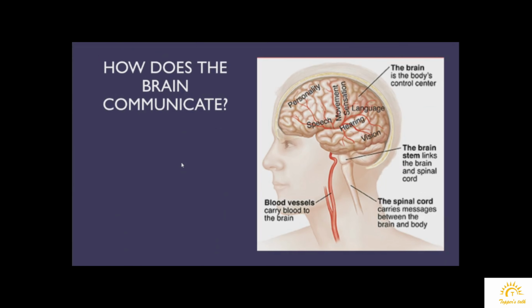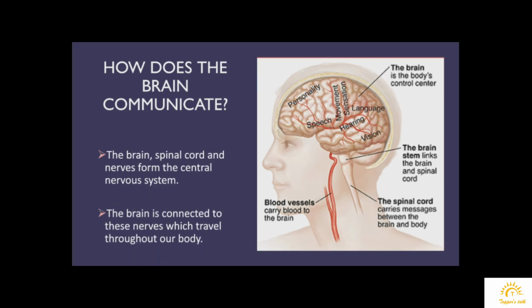Do you guys know how the brain communicates? Let's find out. The brain, spinal cord, and nerves together form the central nervous system. The brain is connected to these nerves which travel throughout our body. Nerves from our senses send signals to the brain to let it know what's going on in the outside world. The brain also sends signals through these nerves to muscles in order to make our body move.